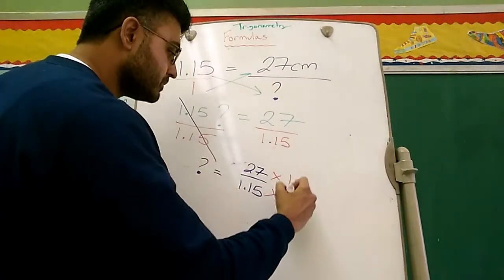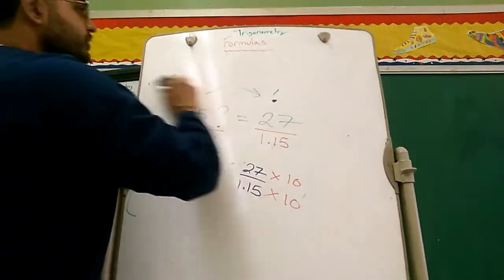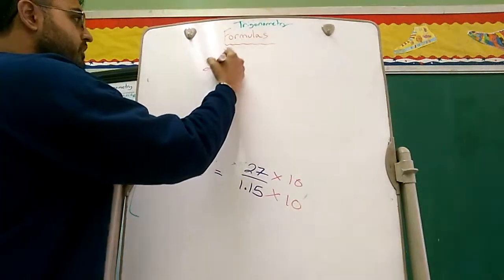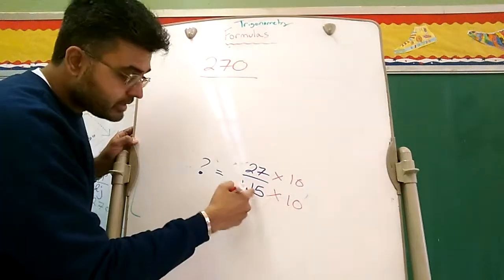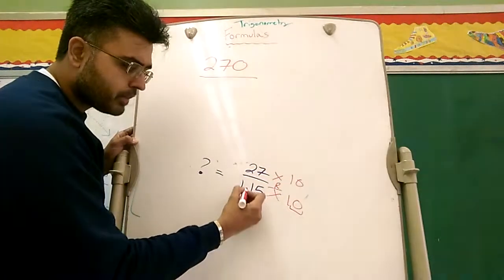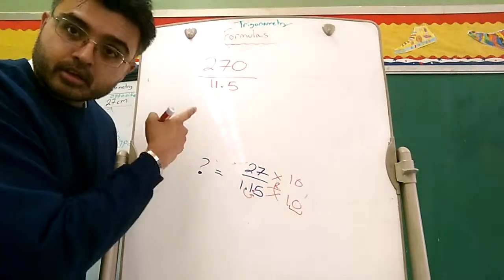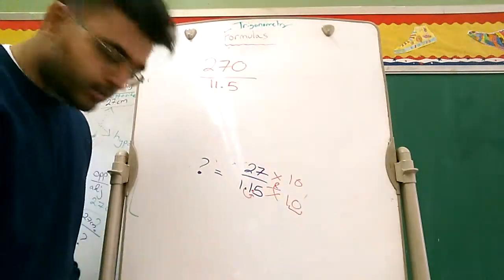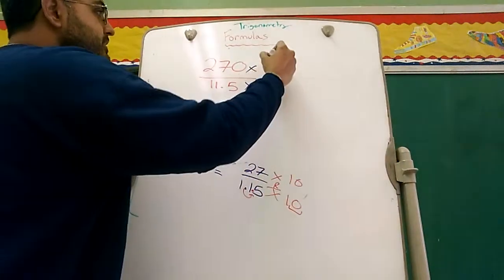Good. 27 times 10 is, I'm going to write it over here for you. 27 times 10 is 270. 1.15 times 10, decimal, multiply, right. How many jumps to the right? 1 jump. 11.5. Is that good enough? No. Keep going on. Get rid of that decimal point. Push it out. How do you push it out? Multiply top and bottom by 10 again.